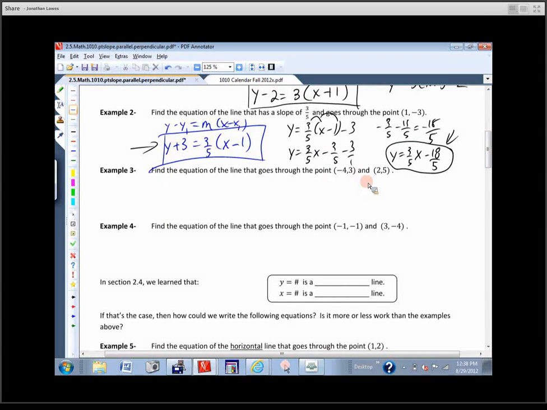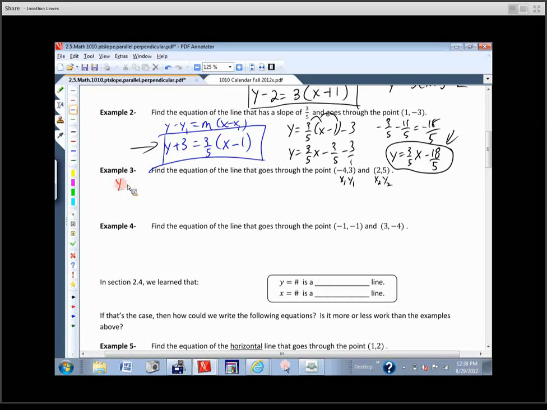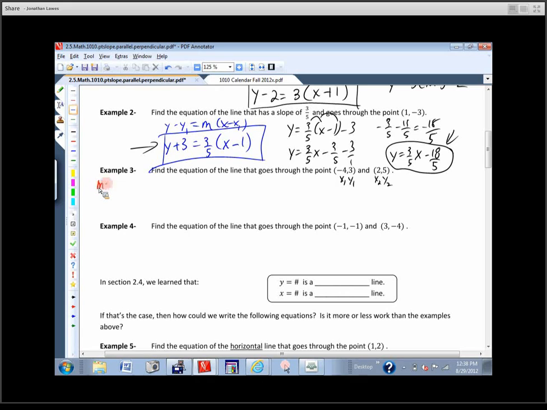Okay, next one. Find the equation of the line that goes through negative 4, 3 and 2, 5. We're going to write the equation of the line. What two things do we need? It's at the top of the page. Do you have this memorized? Don't forget it. What do you need? You need a point. Do we have a point? Yes. Do we have a slope? No, but we have enough information to figure out what the slope is. So I'm going to call this x1, y1 and x2, y2, and let's go to work.